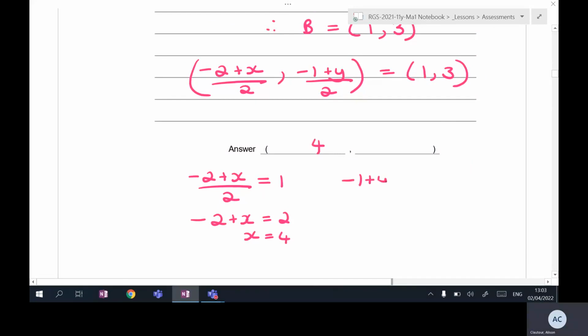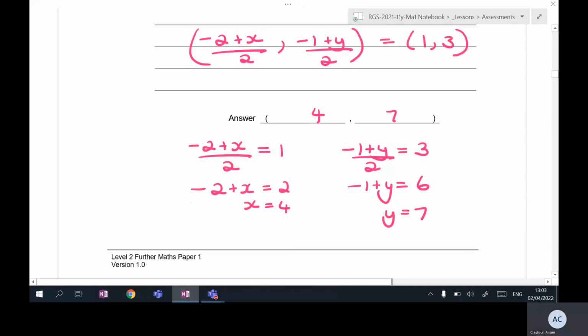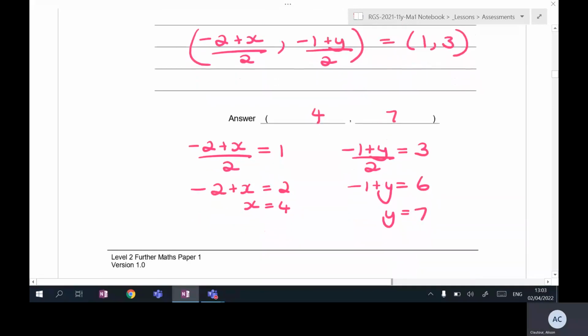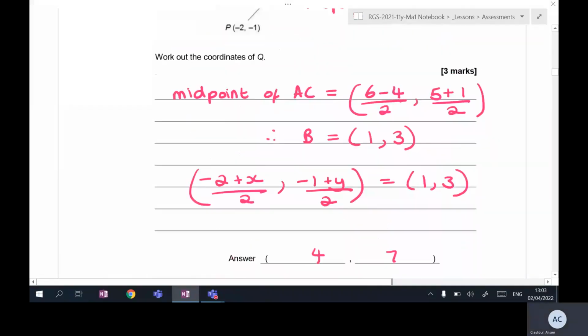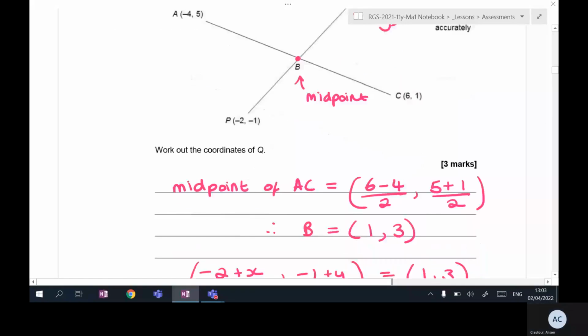So minus 1 plus y over 2 is 3. So the numerator must equal 6. And that makes y 7. Okay, so just a question purely involving midpoints. So just be careful. Lots of people for this question look at gradient. Okay, remember gradient is if it is a perpendicular bisector. So bisecting doesn't necessarily mean that they are perpendicular.